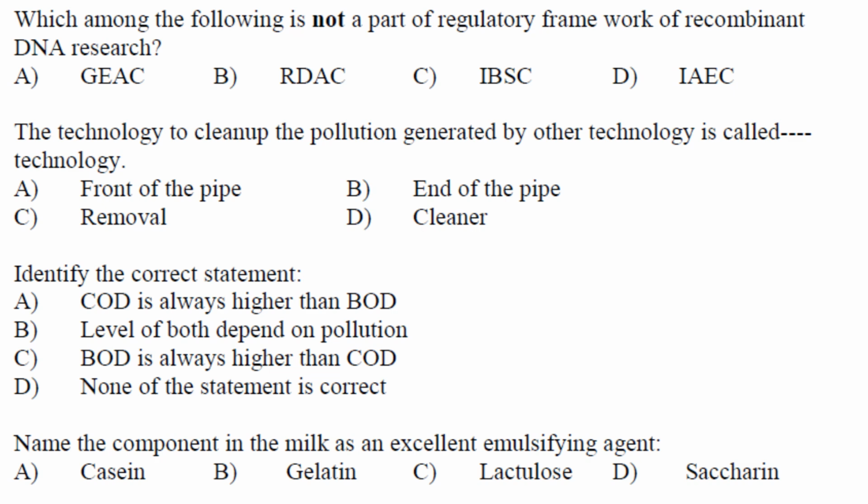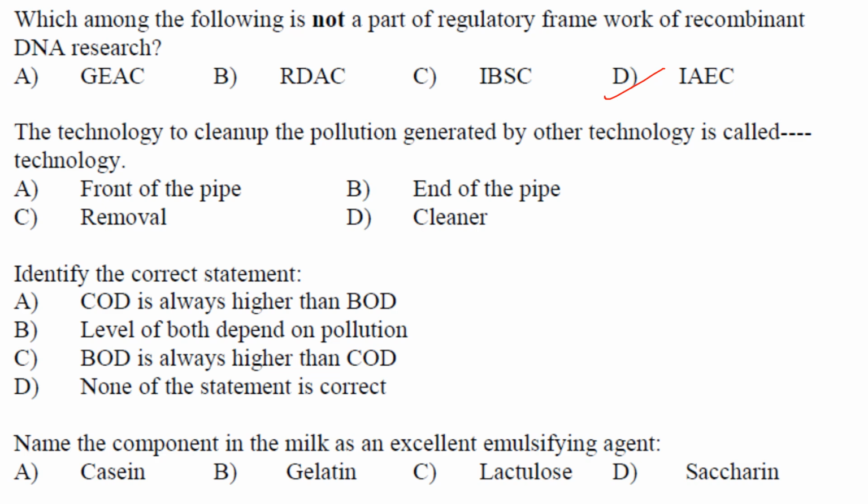Then which of the following is not a part of the regulatory framework of recombinant DNA research? It is IAEC. It is Institutional Animal Care and Use Committee. GEAC is Genetic Engineering Approval Committee. RDAC is Recombinant DNA Advisory Committee. IBSC is Institutional Biosafety Committee. So these three are part of regulatory framework of the recombinant DNA research, whereas IAEC is not.